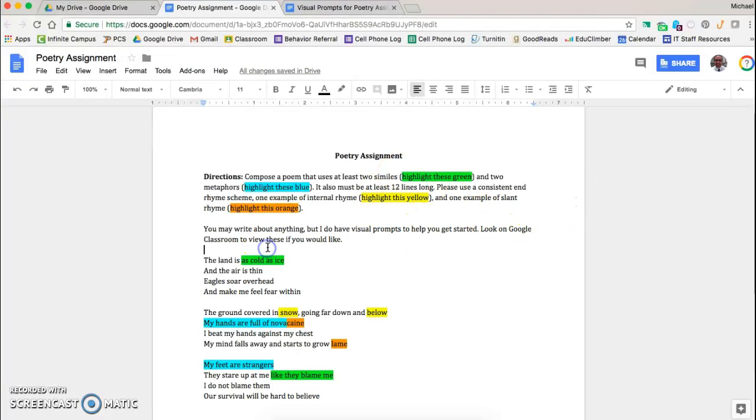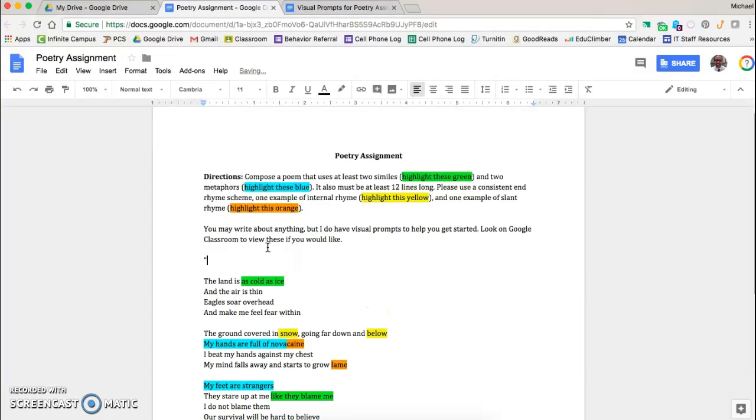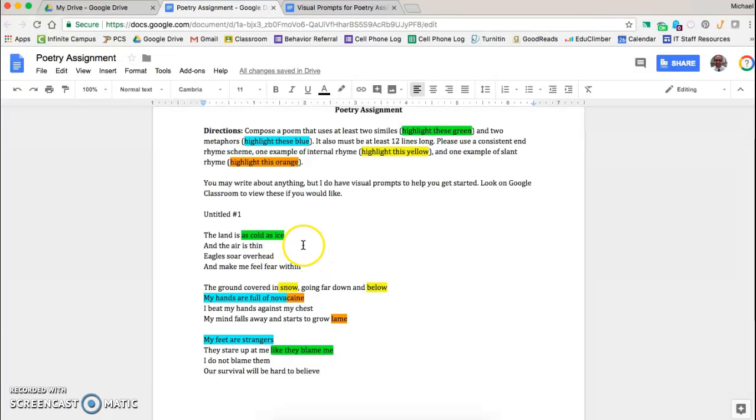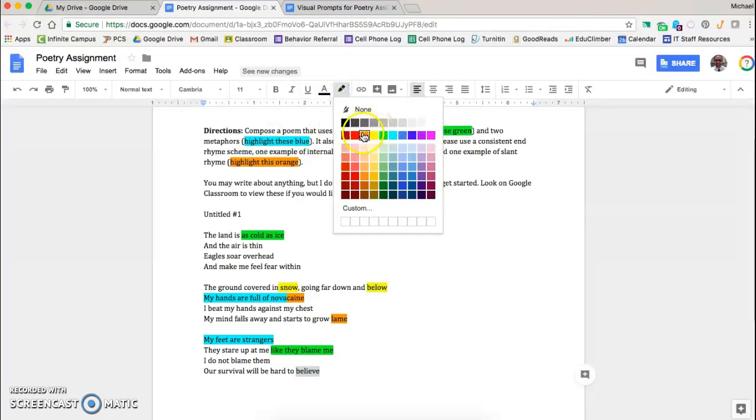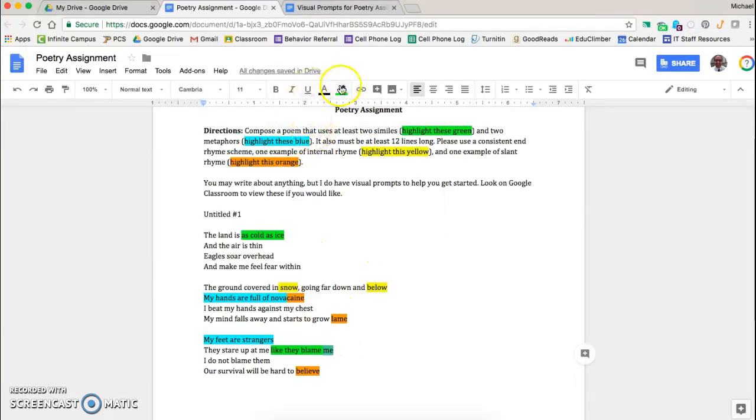I followed all of the requirements. You don't even have to give this a title if you don't want. You could just write untitled at the top. But this shows all the requirements. So I have two similes, I have two metaphors, I have actually two slant rhymes. You could highlight both. I could highlight both. I have a consistent rhyme scheme. So ice rhyme, or sorry, thin rhymes with within, lame rhymes with Novocaine, and then me rhymes with believe. Again, those are slant rhymes there.